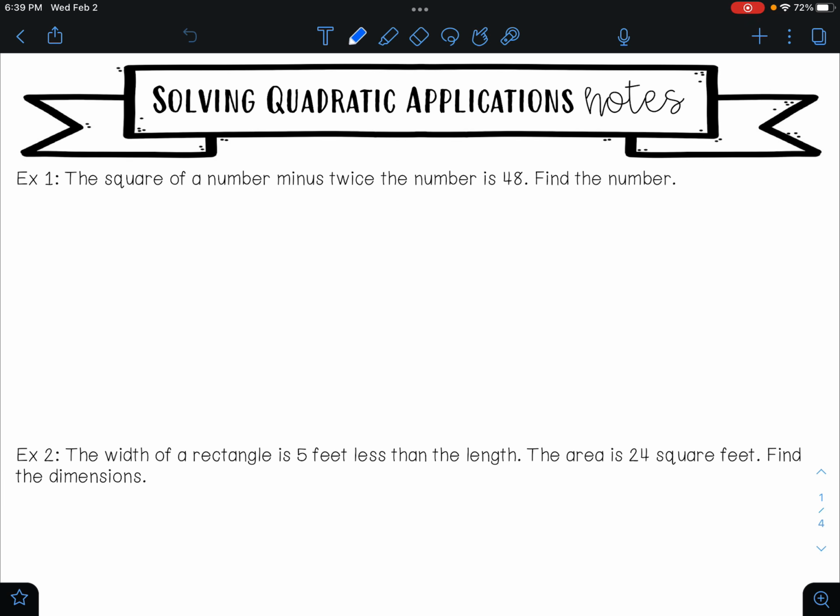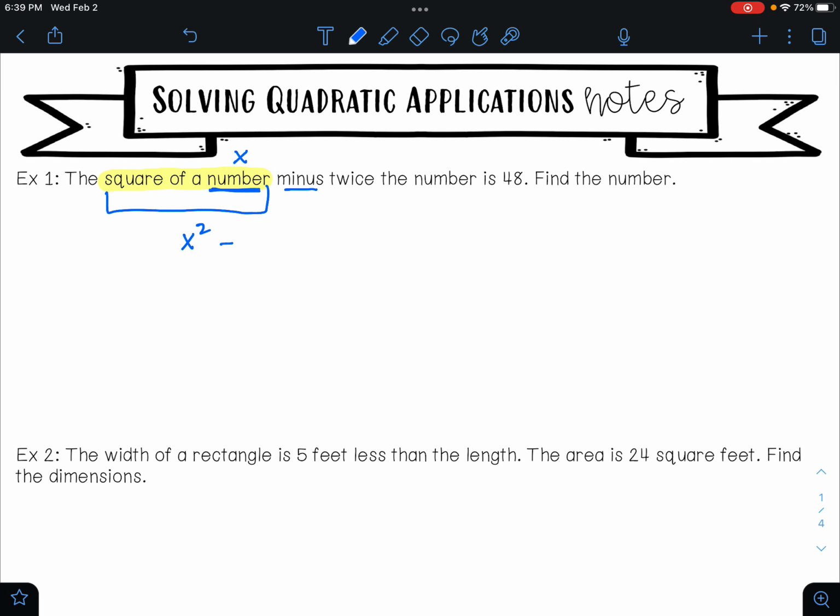On example 1, the square of a number minus twice the number is 48. Find the number. So let's just break this up into all of its different parts. The first thing that I read is the square of a number. Now, I do not know what the number is. So I'm going to call the number x. So that means that the square of a number is x squared.